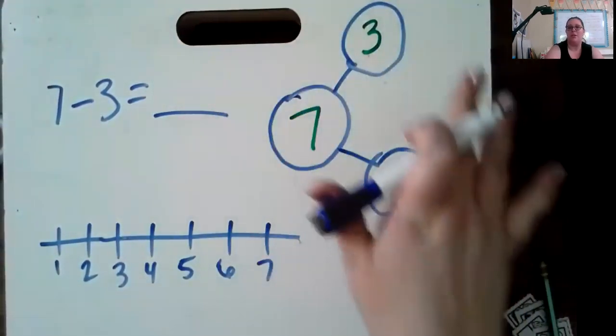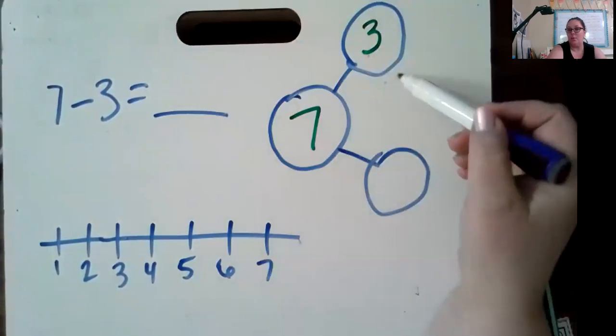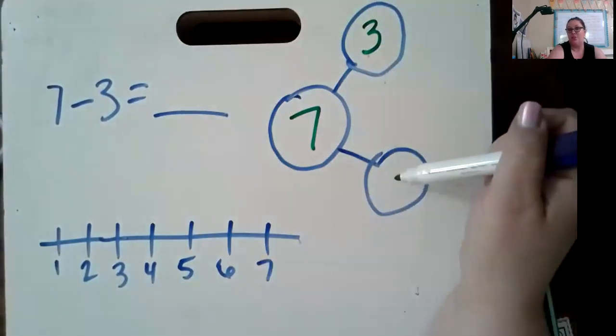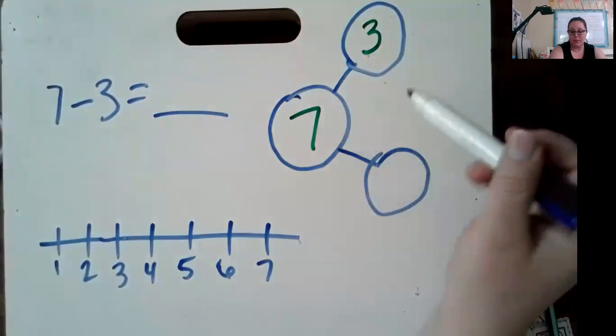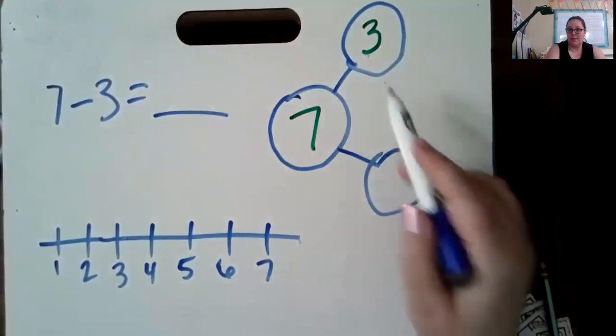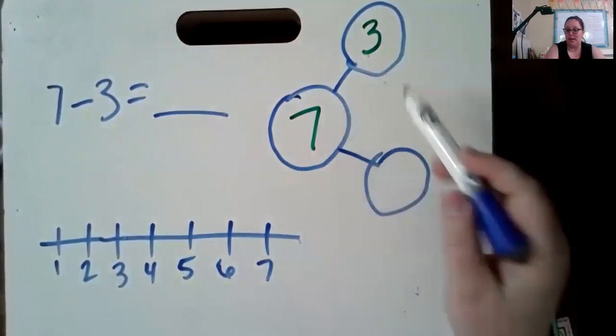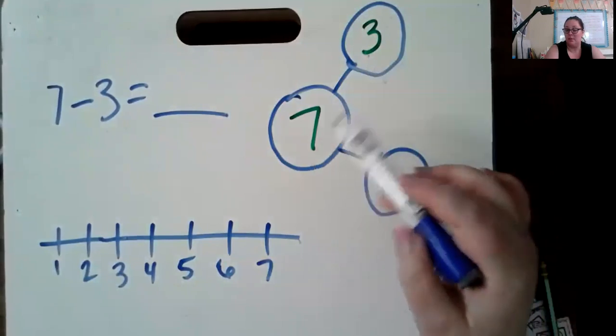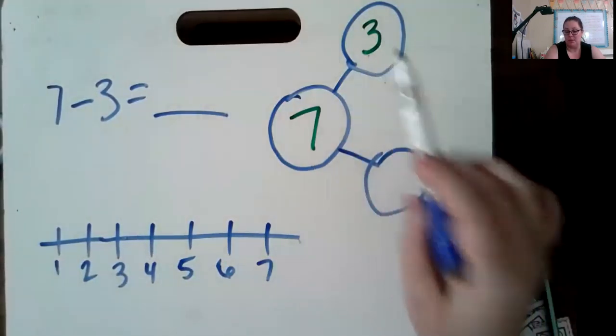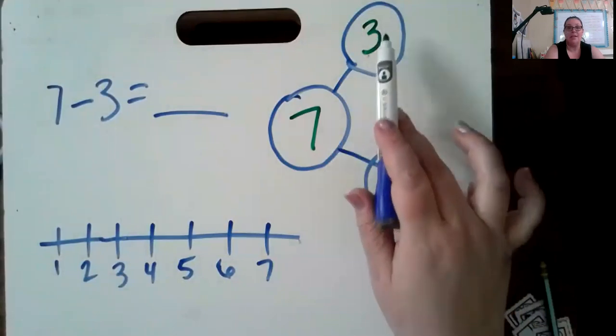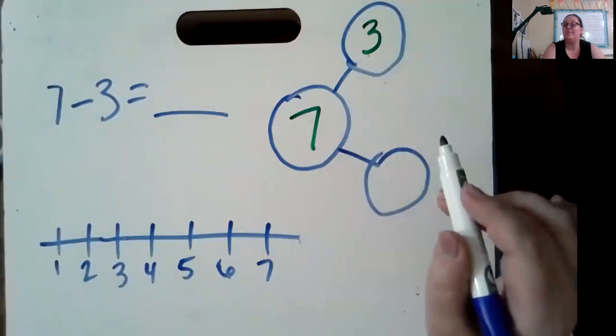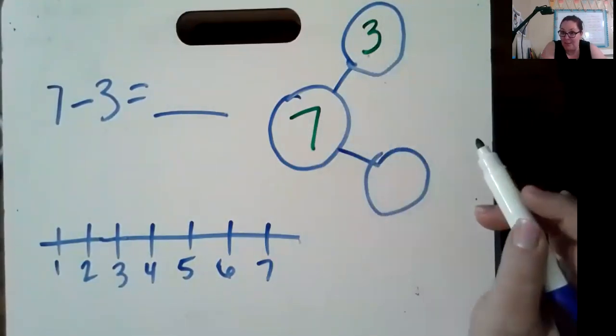So with the number bond, you're asking yourself, what would I add to 3 to get 7? Okay, so that's the number that you would get if you took 3 away from 7. Just like 3 would be what you'd get if you took this number away from 7. Same 3 numbers makes a fact family.